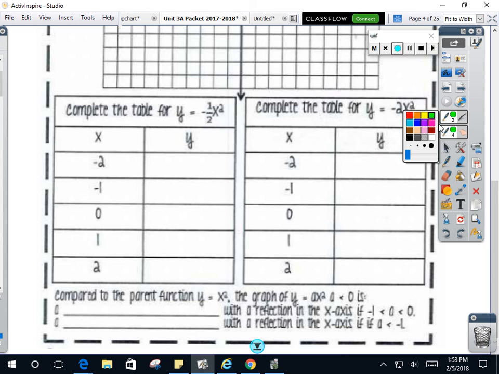This time, what is your A value? Guys, this time in this equation, what is the A value? Negative 1/2 x squared. So let's fill in the table. Go ahead and fill in -2 through +2. I don't think I need to do that with you anymore. I'm pretty sure you know how.